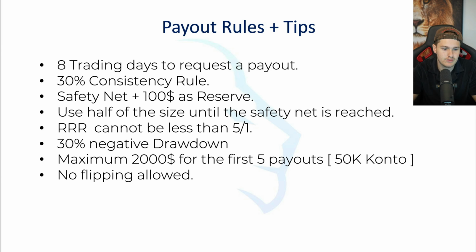If you have reached your safety net of 2,600, then you unlock the second half of the contracts that you are allowed to trade. In a 50k account, you're allowed to trade up to 10 minis, and until you reach your safety net, you are only allowed to trade 5. If you traded more, your payout would be denied.